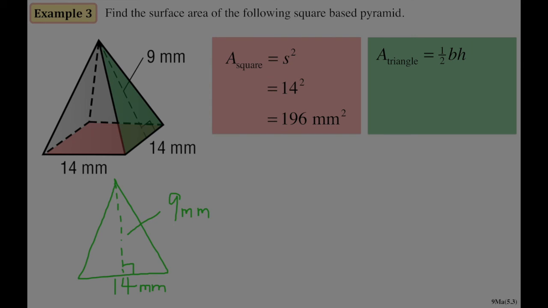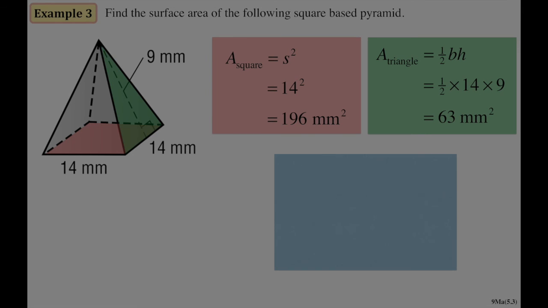Well, we know the area for all triangles is a half times base times height. Well, the base is 14, and the height of my triangle is 9. So it's just a half times 14 times 9, which is 63 millimetres squared.